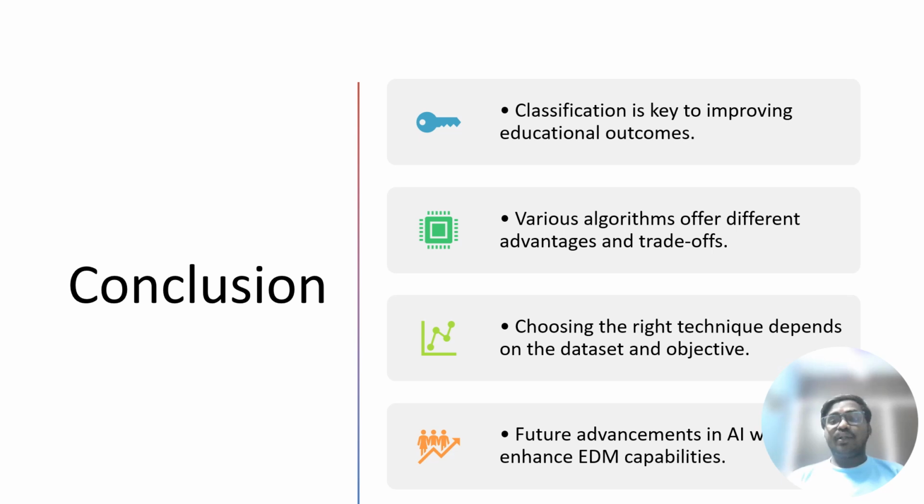And the conclusion: classification is key to improving educational outcomes. Various algorithms offer different advantages and trade-offs. Choosing the right technique depends on the data sets and objective. Future advancements in AI with enhanced capabilities.